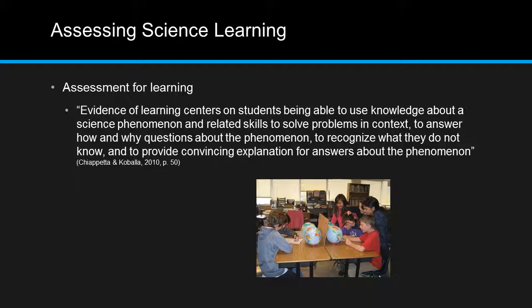Chiappetta and Koballa 2010 make the following statement in regards to assessment for learning. Evidence of learning centers on students being able to use knowledge about a science phenomenon and related skills to solve problems in context, to answer how and why questions about the phenomenon, to recognize what they do not know, and to provide convincing explanation for answers about the phenomenon. So assessments for learning are the types of assessments that teachers who are concerned about students' ability to use and apply knowledge are most concerned about.